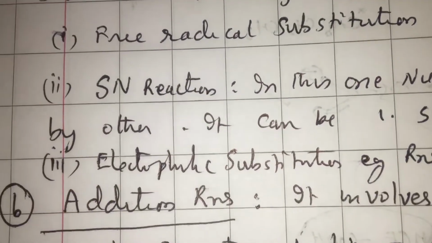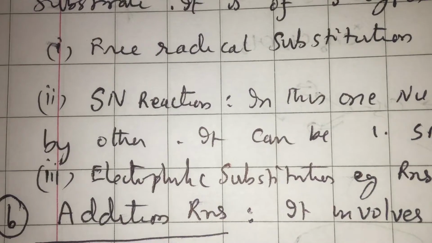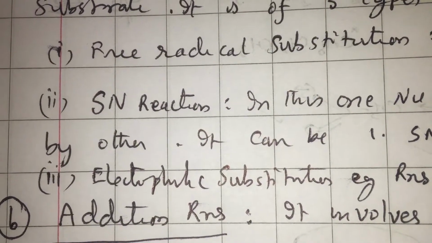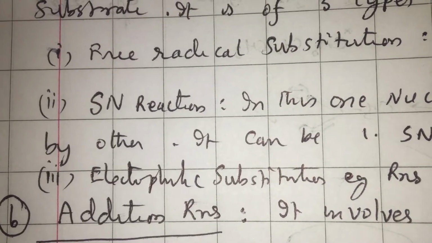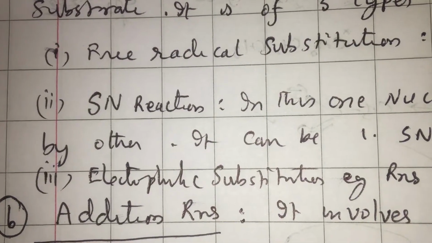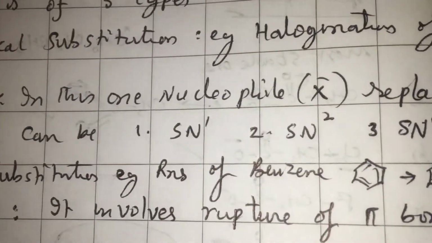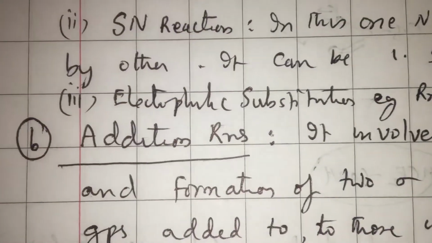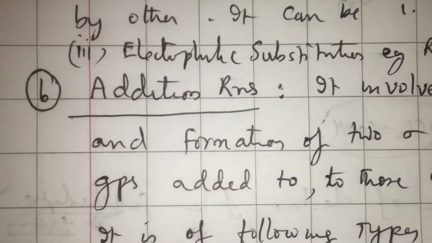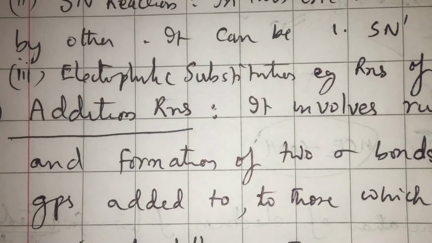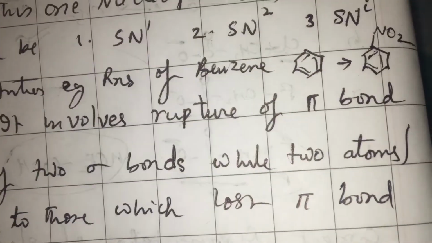Next, addition reactions. These are seen in compounds which have double bonds, like alkenes, like alkynes, like aldehydes, ketones. Wherever there is a double bond, it can be C double bond C or C double bond O or whatever. In the addition reactions, it involves a rupture of a pi bond and formation of two sigma bonds, while two atoms or groups are added to those carbons which lost the pi bond.